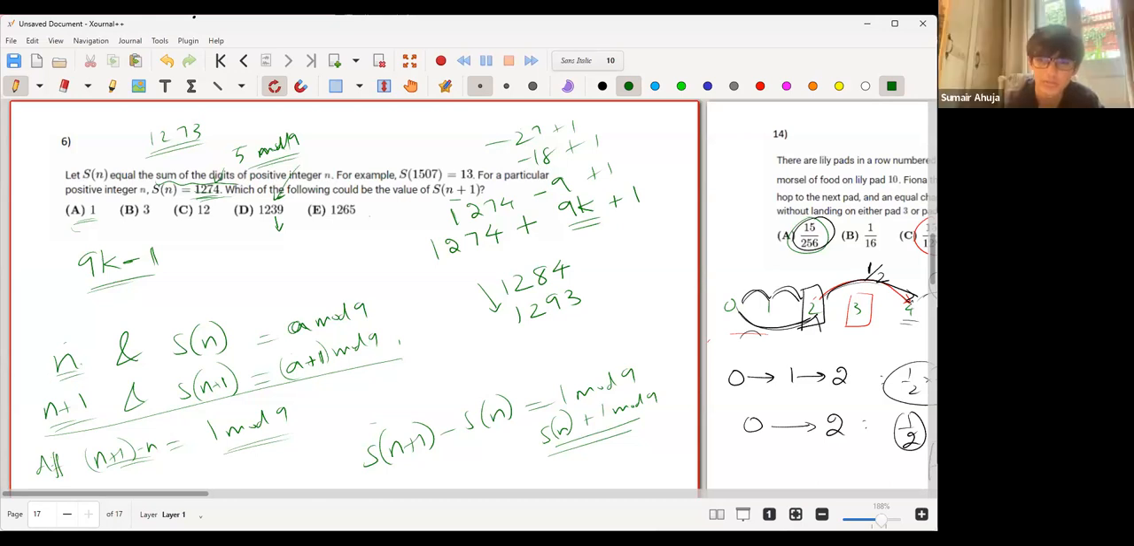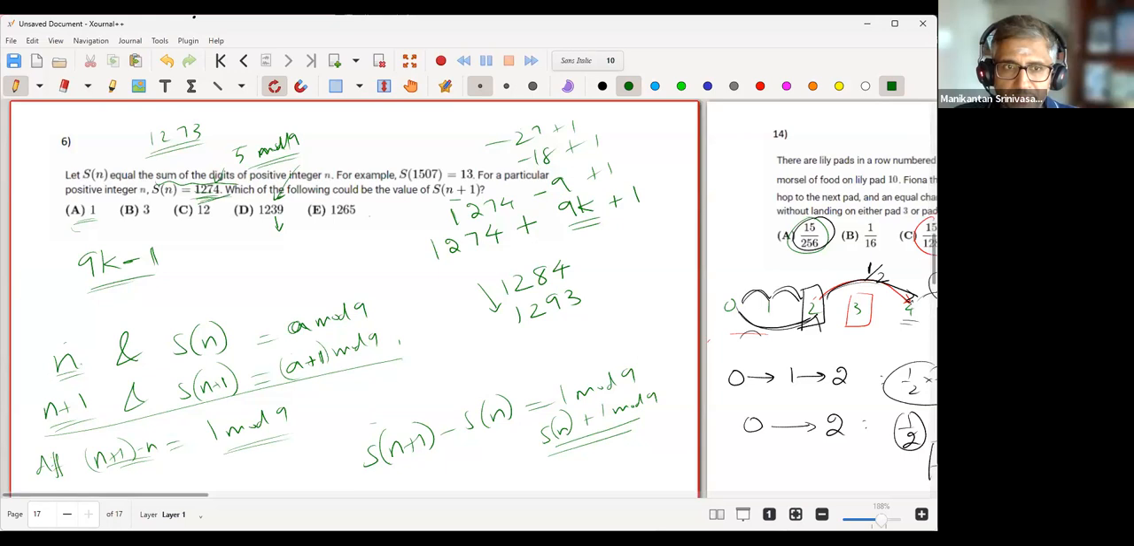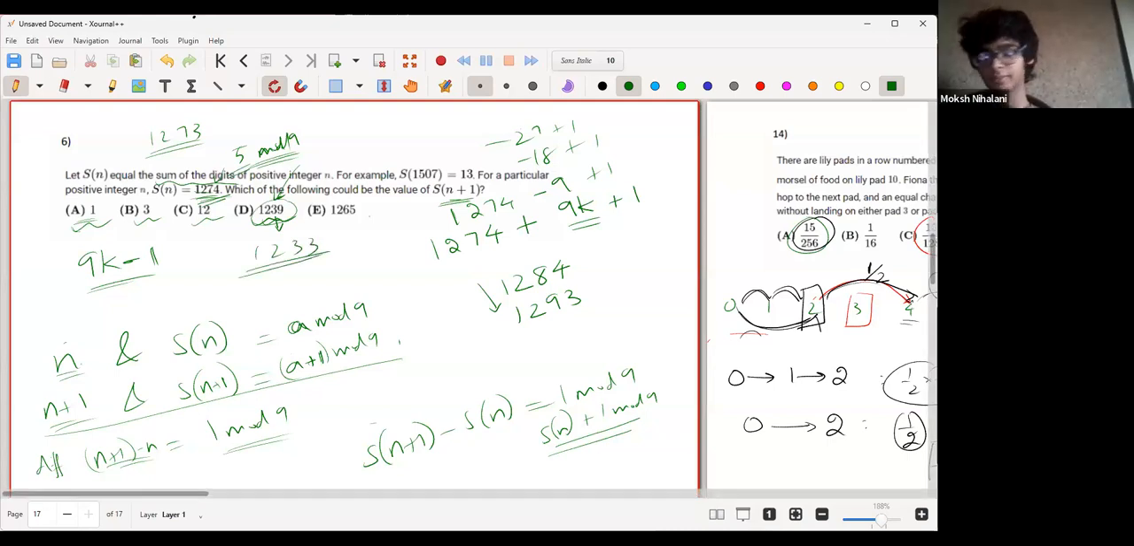Oh, okay. So he's saying 1274 is 5 modulo 9. After dividing by 9, he's figured out the remainder is 5. And therefore, s of n plus 1 must be 6 modulo 9. And he's just testing which of these numbers is 6 modulo 9. 1 is not 6 modulo 9. 3 is not 6 modulo 9. 1239 is 6 modulo 9, apparently. I didn't check, but 1233 is perfectly divisible. Therefore, it's 6 modulo 9. Yes, that's easier than all of this 9k stuff, but the idea is the same. Okay, good.